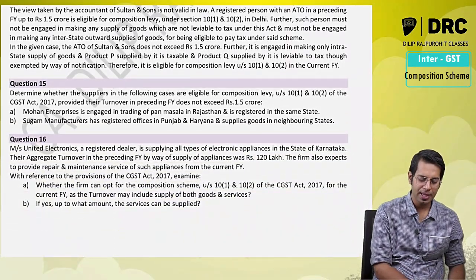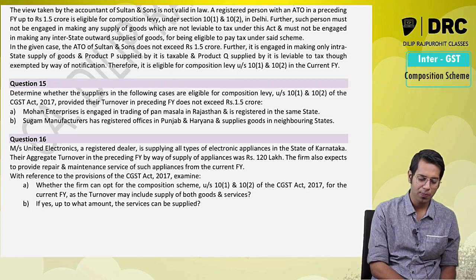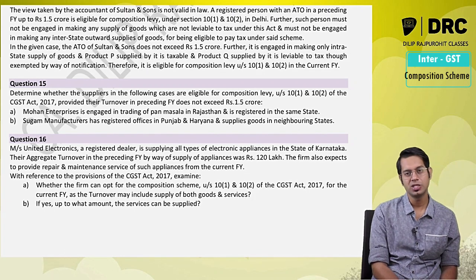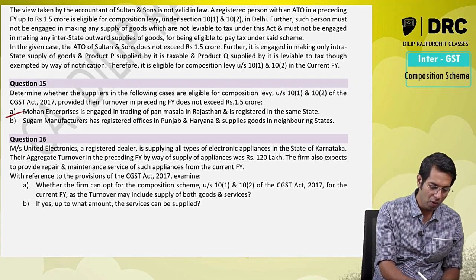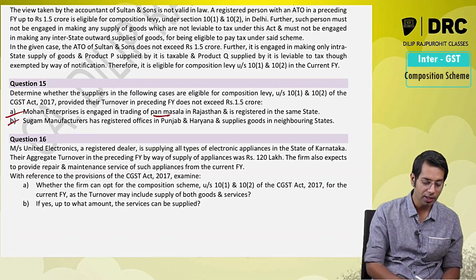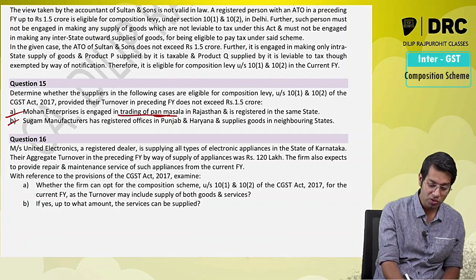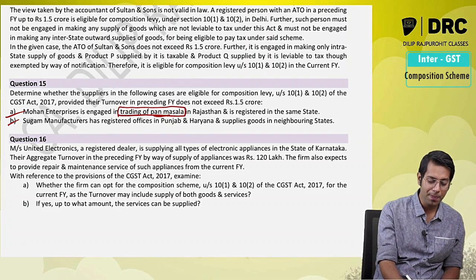Determine whether the suppliers in the following cases are eligible for composition levy under section 10(1), 10(2) of CGST Act, provided their turnover in the preceding financial year did not exceed 1.5 crores. Mohan Enterprises is engaged in trading pan masala. No, it cannot become a composition dealer, because he's engaged in pan masala.